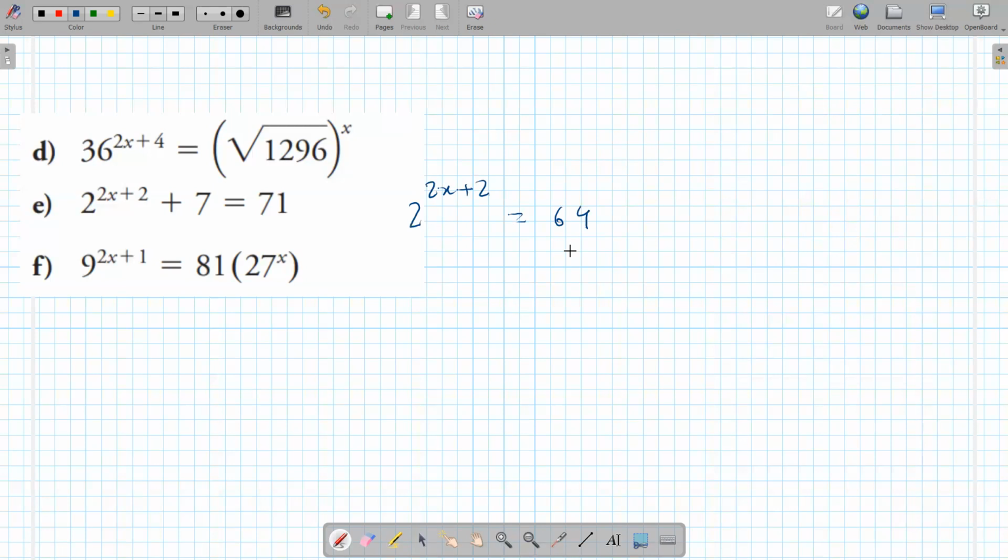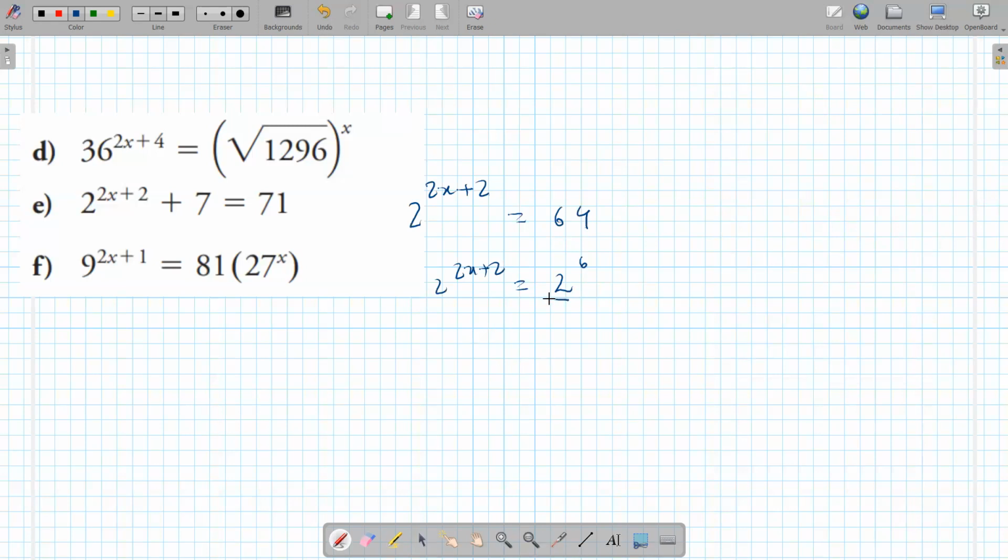2 to the power of 8. I don't think so. 2 to the power of 8 is 256. I think it's 2 power 6. Let me double check that. 2 power 6 is 64, yeah. 2 power 8 is like 256.